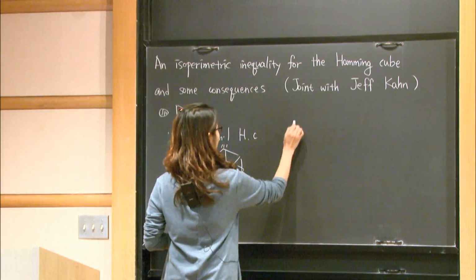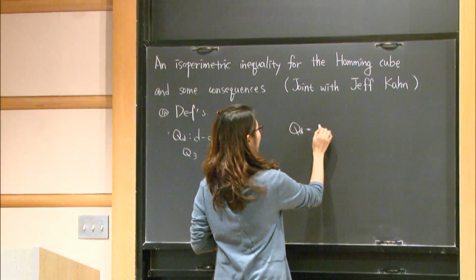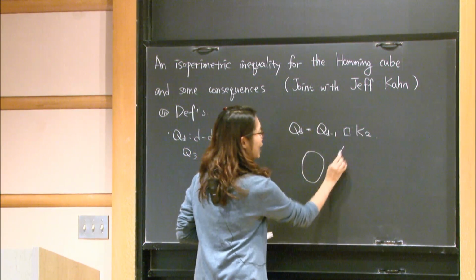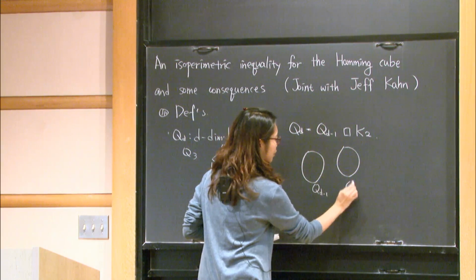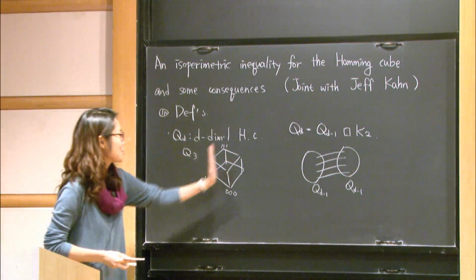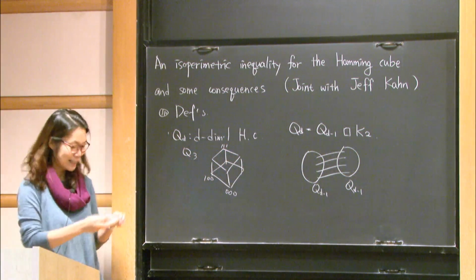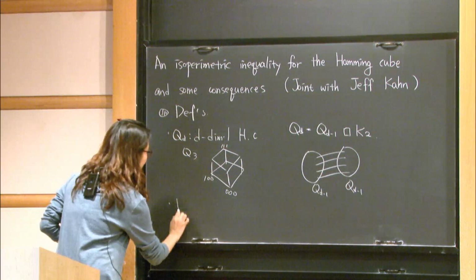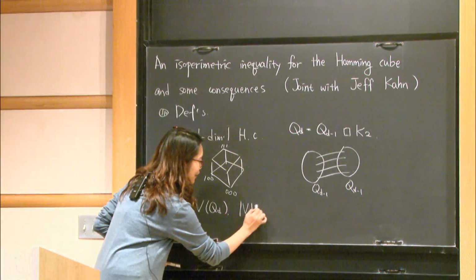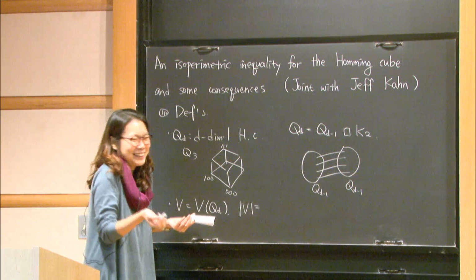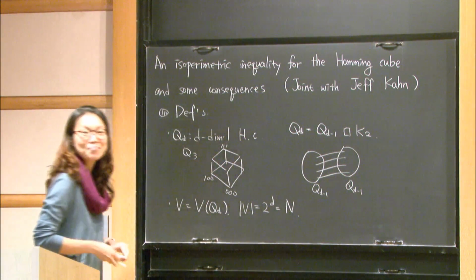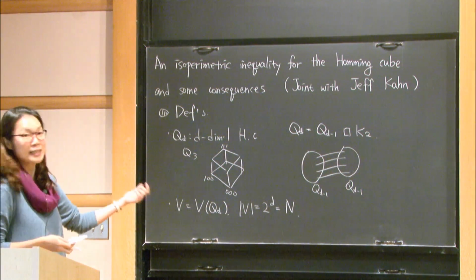And let me remind you that Q_d is the graph product of Q_{d-1} and K_2, meaning that we have two copies of Q_{d-1}, and there is a perfect matching between them. So here we see two copies of Q_2, and there is a perfect matching. Okay? And in this talk, we write V for the set of vertices in Q_d. So the size of V is 2 to the d, and we'll use big N for this quantity. So big N is always the number of vertices in Q_d.